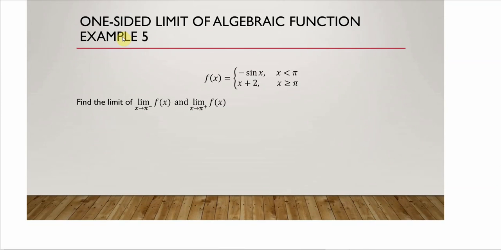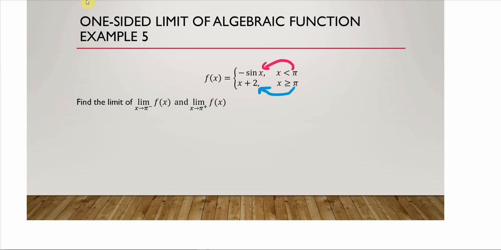Let's try a trigonometric function here. All I'm going to do is take my pi and plug it in here. Oops, let me undo that. I'm using the wrong color. I like to use different colors. So when I'm trying to find the limit from the left, I'm going to use the upper piece, and when I'm trying to find the right-hand limit, I'm going to be using the bottom piece.